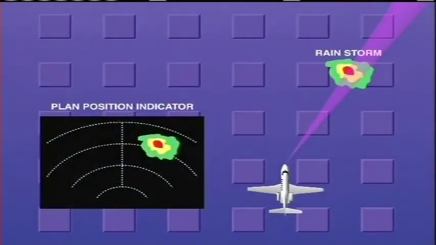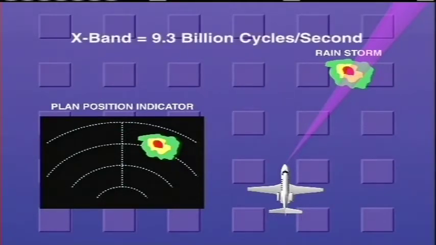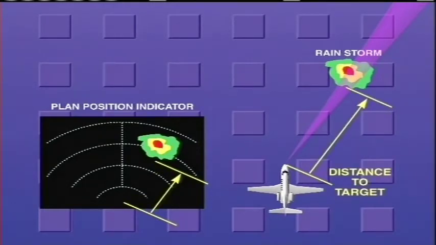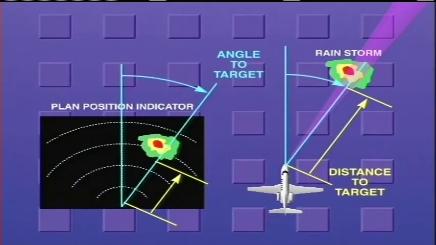The pulse of energy which is transmitted from the radar antenna is in the form of electromagnetic microwave energy. Its frequency of operation is 9.3 billion cycles per second. It travels through space at the speed of light. The distance to a target is determined by measuring the round-trip travel time of the pulse. The direction to the target is the direction the antenna is pointing when it receives the target's echo.